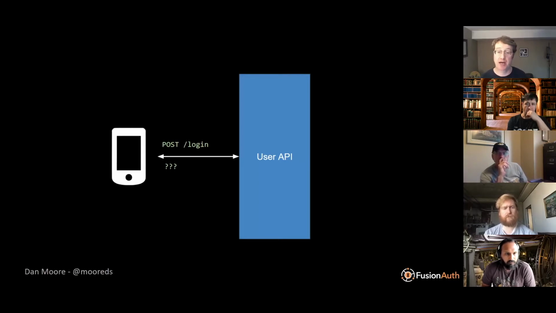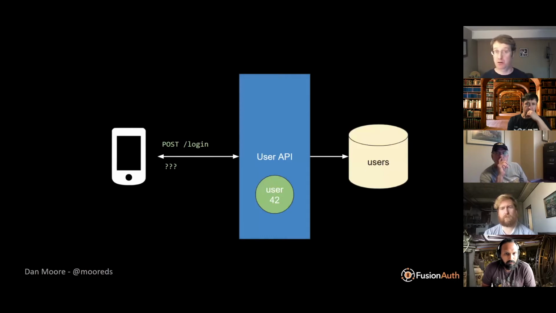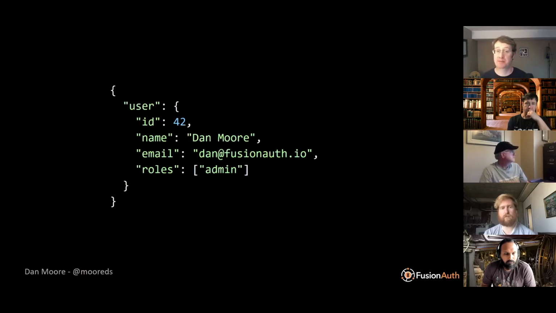The user API checks to see, does this match? Hopefully the passwords are not stored in plain text. Please don't do that. Anyway, it verifies that the user is authenticated and passes back an object for user ID 42. This is going to be in JSON, and it might look a little something like this. It might have an ID, a name, other identifying information. It could have roles that this user is allowed to have.